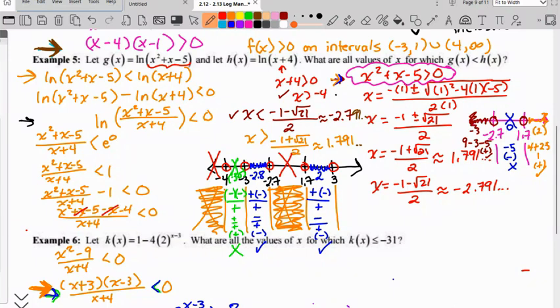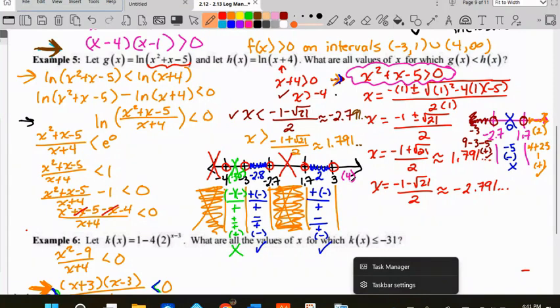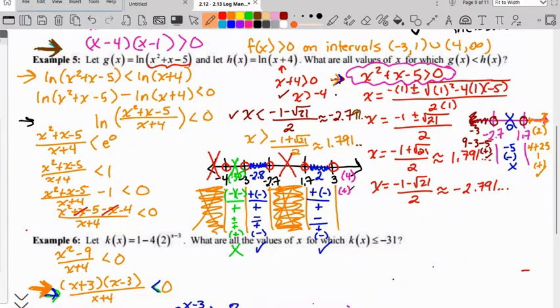And then we're going to check a number bigger than 3. So let's check maybe 4. 4 is easy. Okay, so 4 plus 3 is positive. 4 minus 3 is positive. 4 plus 4 is positive. So that's definitely positive. Are positive numbers less than 0? No, they are not. So we will not include that section in our final answer.